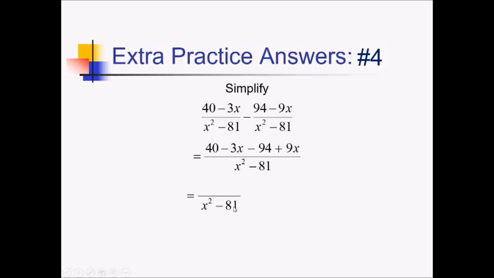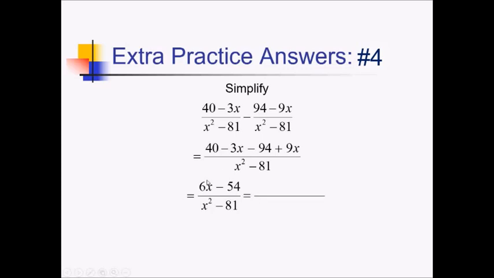Combining like terms up there now, we have a negative 3x and a 9x. I'll just do the x's first, so that's going to be 6x. And then 40 minus 94, that's negative 54. Let's double check to see if we can factor and cancel.